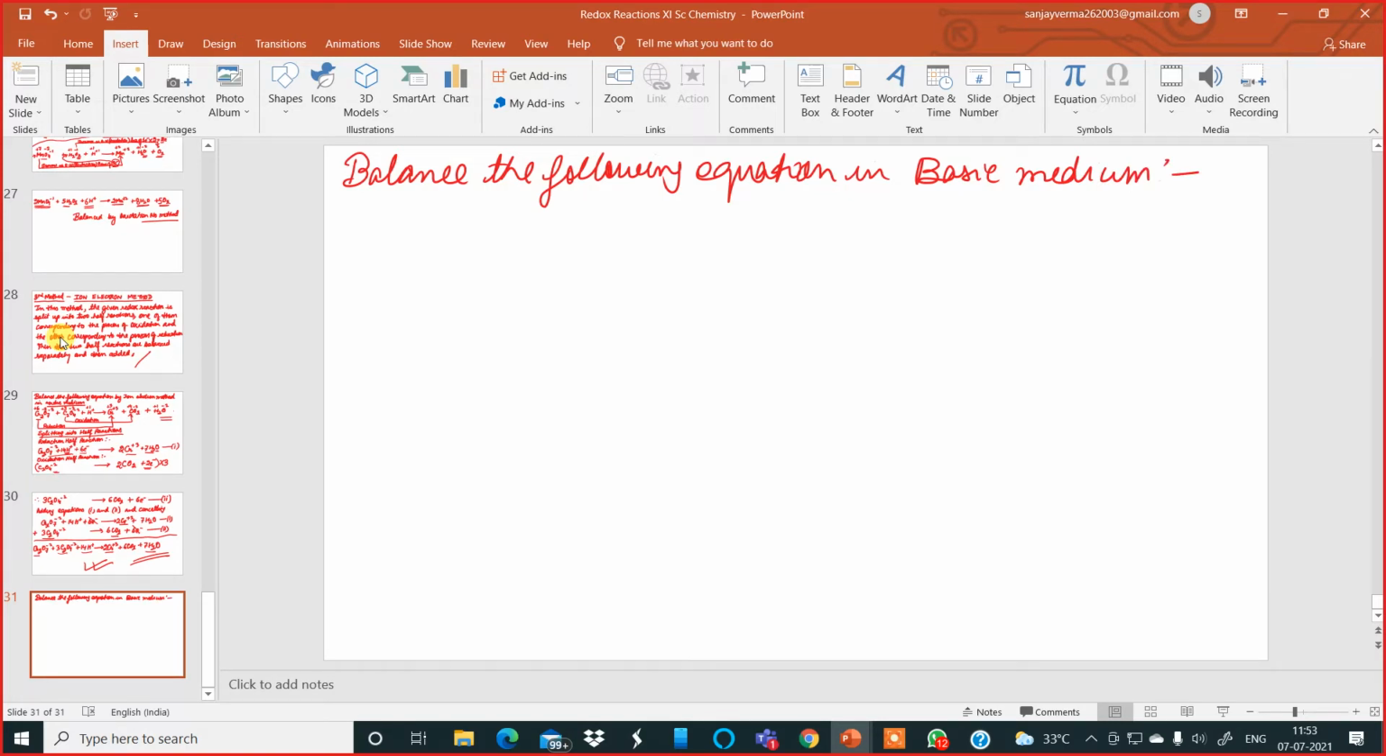So the equation I'm giving it down now. CrOH3, chromium hydroxide, please copy it down, plus IO3 minus 1, arrow, CrO4 minus 2 plus I minus 1. Please copy it down. I am waiting for 1 minute. CrOH3 plus IO3 minus 1, arrow, CrO4 minus 2 plus I minus 1, iodide minus 1. Okay. Copy it. Have you all finished copying it?